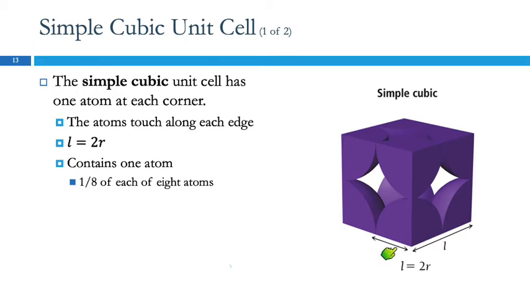We can determine the length of an edge because it is twice the radius of the atom. You see that? So this is the radius of the atom, then the length of that side must be 2 times that, because they're actually touching each other. Any questions?